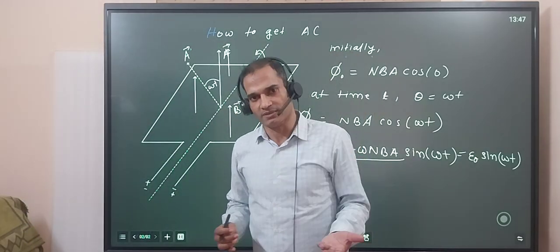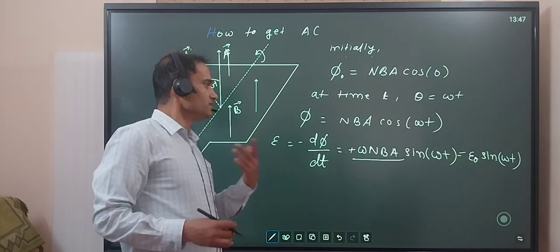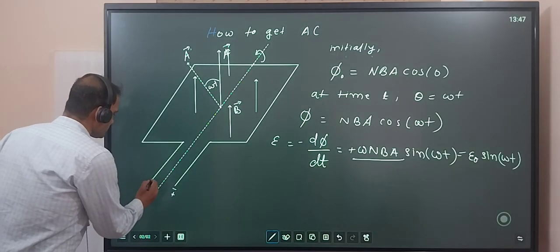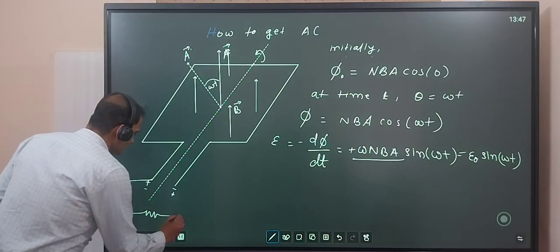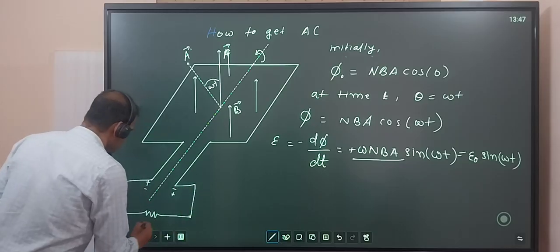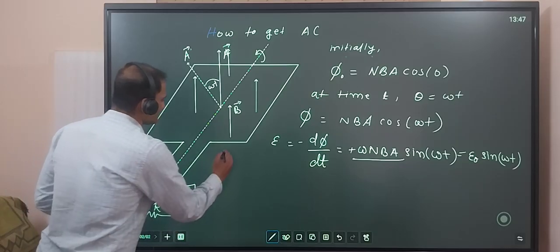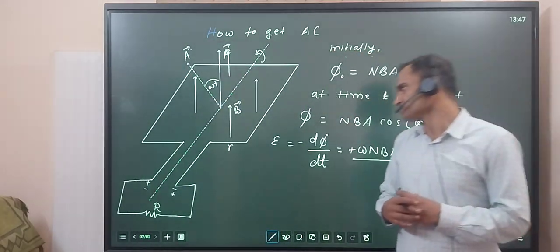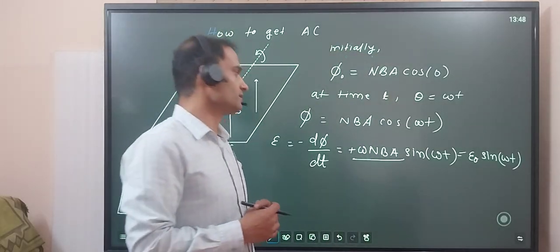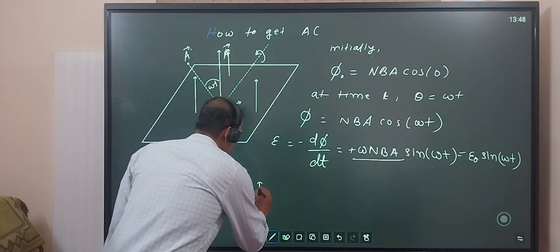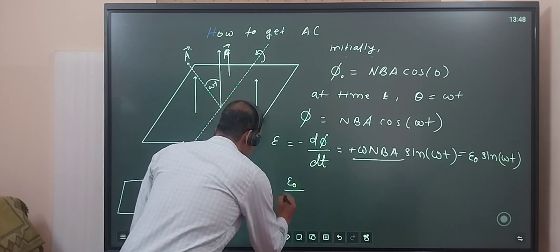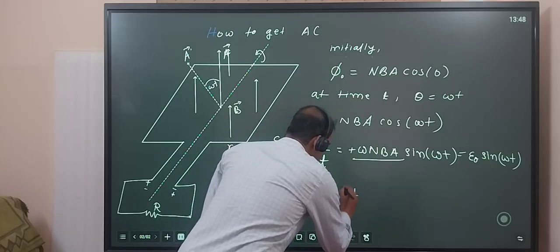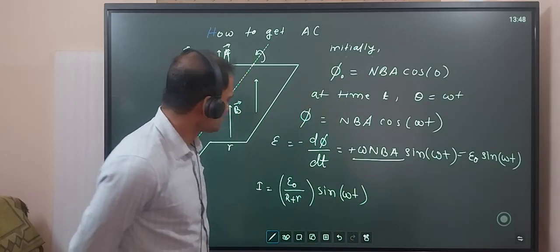So what we are getting is a sinusoidally changing EMF. Now you can connect it with a wire, a resistance also, and this loop may have some resistance. So in this case, the current I is equal to E naught by the total resistance, R plus r, into sine omega t. Okay, now we get this.